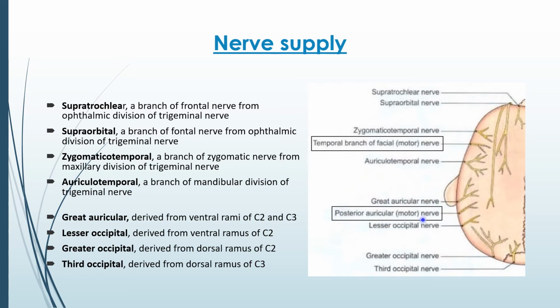posterior auricular nerve. The sensory nerves include the supratrochlear nerve and the supraorbital nerve, which are related to the eye, the zygomaticotemporal nerve, which is related to the zygomaticotemporal bone, the auriculotemporal nerve, which is related to the temporal bone and the ear. On the posterior aspect, we have the great auricular nerve and three occipital nerves, the lesser occipital nerve, greater occipital nerve, and the third occipital nerve. All of these four nerves on the posterior aspect are branches of the cervical plexus.